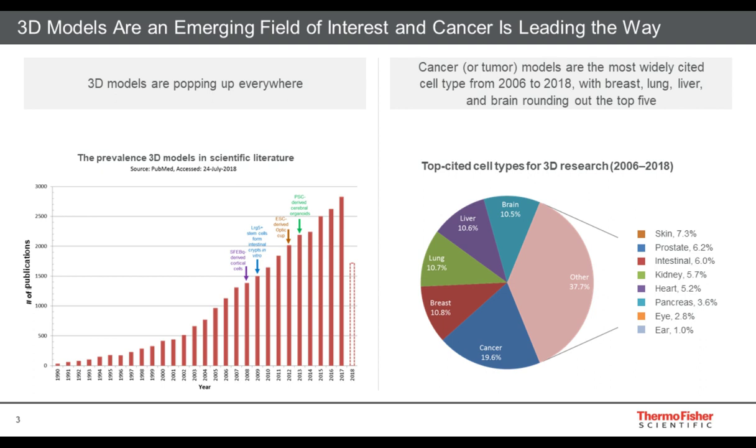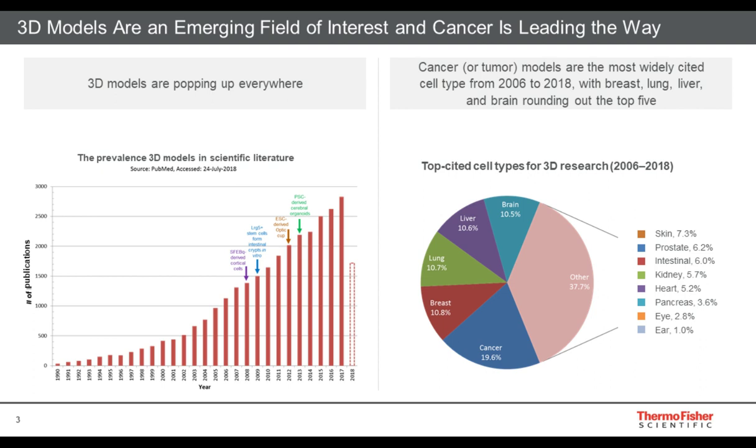To break that down a little bit, on the right side of the slide is a simple breakdown of this PubMed search, just to give you an idea of the types of tissue models or disease models where researchers are most heavily using different types of 3D models. Cancer today appears to be probably the field where 3D models are having the largest impact early on.